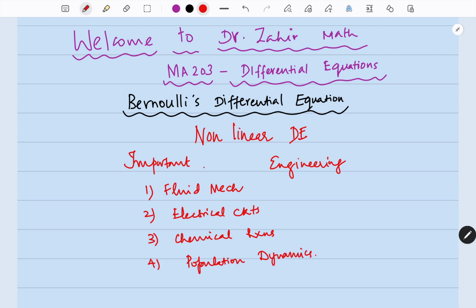In fluid mechanics, it is used to analyze fluid flow. In electrical circuits, we can model non-linear resistance in circuits. And what about chemical reactions? It describes reaction rates with concentration dependent terms. And population dynamics, of course, is connected with biology, so it's used in biological models with growth constraints.